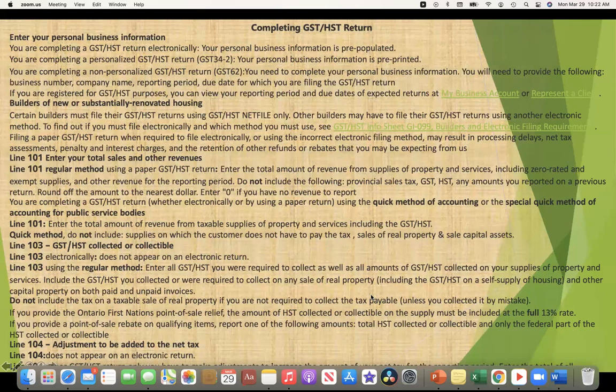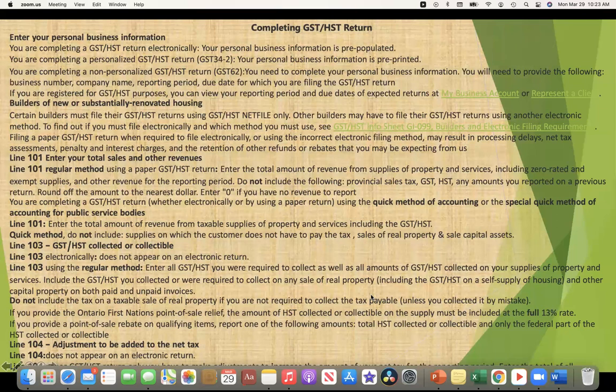We start with line 101. You enter your total sales and other revenue on line 101. With the regular method, if you're using a paper return for the GST/HST, you enter the amount of revenue from supplies of property and services, including zero-rated and exempt supplies. Also on line 101, you enter the amount of revenue from taxable supplies of property and services, including the GST.